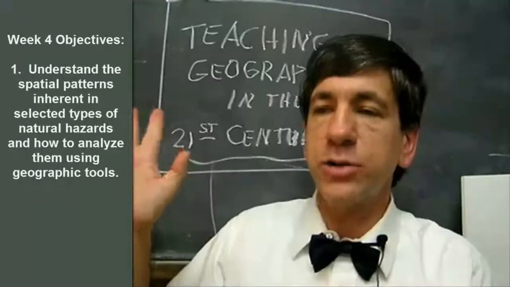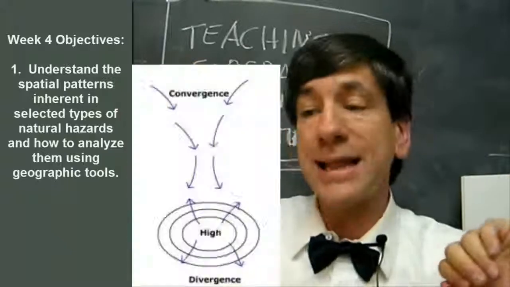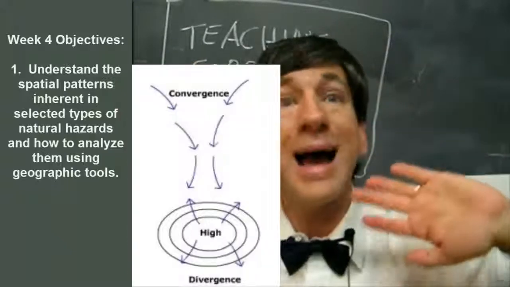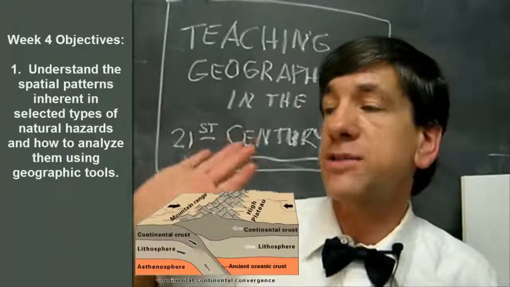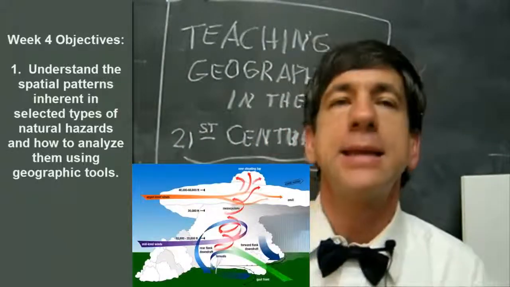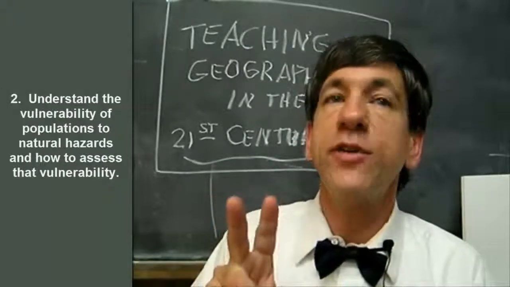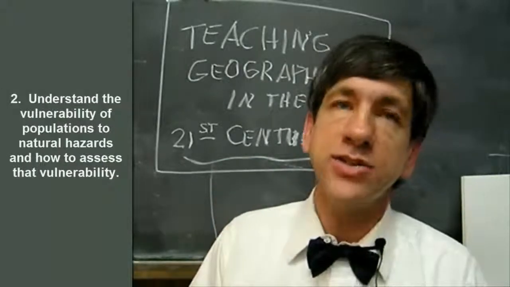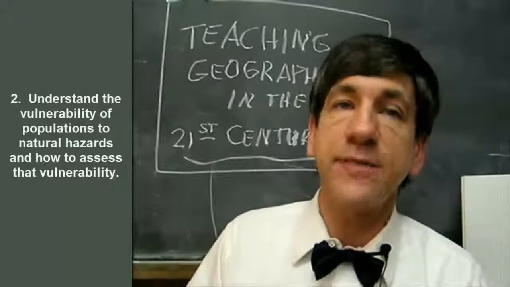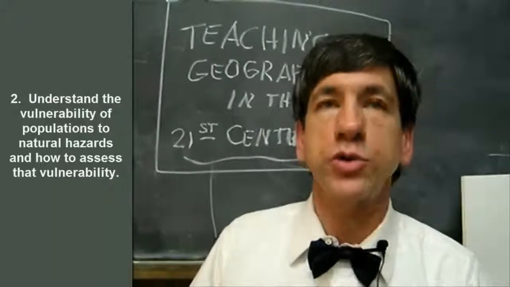It's not every single natural hazard, but I'm hoping that I'm planting some seeds so you can say, well, if I can analyze hurricanes, I can look at ice storms. If I can analyze tornadoes, I can also look at windstorms or floods or whatever. Now, the second objective is to understand the vulnerability of populations to natural hazards and how to assess that vulnerability. All right, so a little bit of a bridge, as I say, to cultural geography.